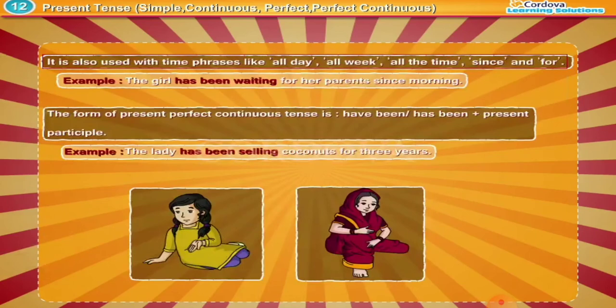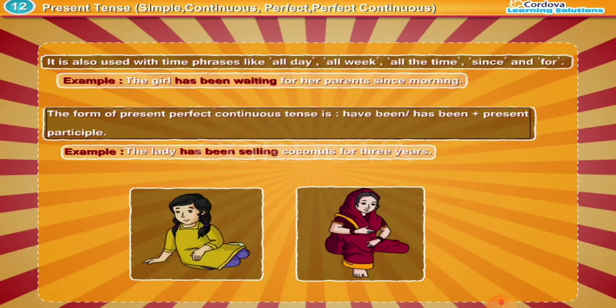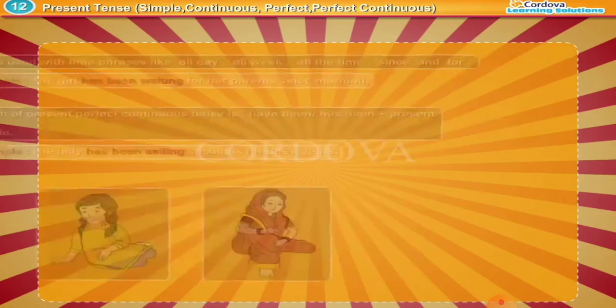It is also used with time phrases like all day, all week, all the time, since, and for. Example: The girl has been waiting for her parents since morning. The form of present perfect continuous tense is have been, has been, plus present participle. Example: The lady has been selling coconuts for 3 years.